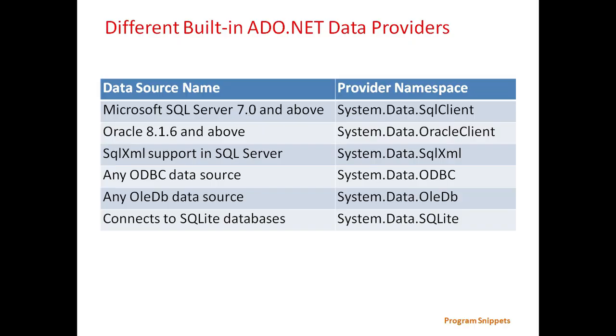Different built-in ADO.NET data providers are: for SQL Server, we will use system.data.sqlclient. For Oracle, we will use system.data.oracleclient. For SQL XML, we will use system.data.sqlxml. For ODBC data source, we will use system.data.odbc. For OLEDB data source, we will use system.data.oledb. And for SQLite database, we will use system.data.sqlite.